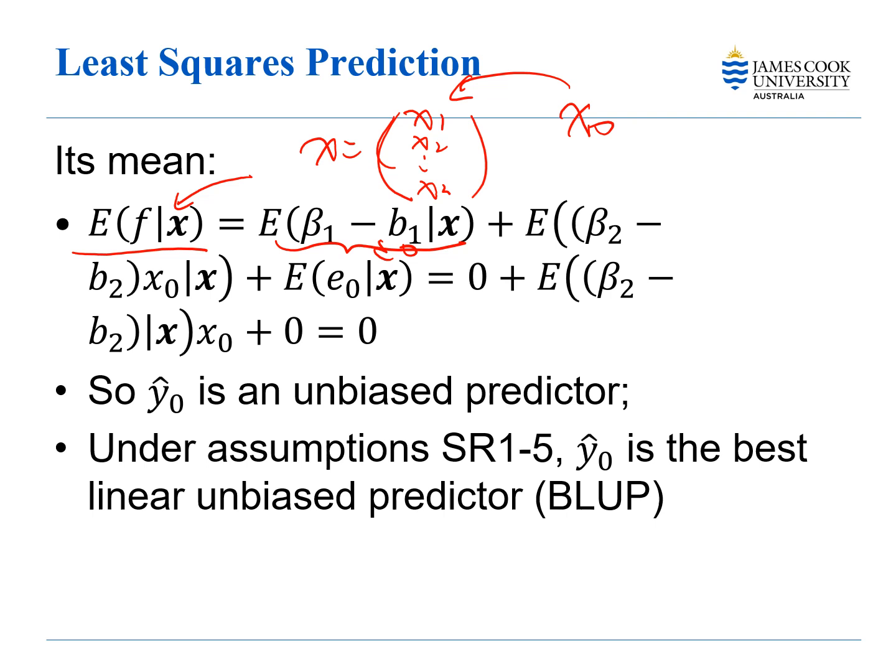Similarly, B2 is an unbiased estimator of beta 2. So these terms will be 0 as well. We can pull this X0 out because of independence. And the third term, the expected value of E0 conditional on X, is 0 because E0 is not correlated with X. So now this expected forecast error is 0. So this says that our least squares predictor, Y hat 0, is an unbiased predictor. Moreover, under the assumptions SR1 to SR5, we can actually show that Y hat 0 is the best linear unbiased predictor.